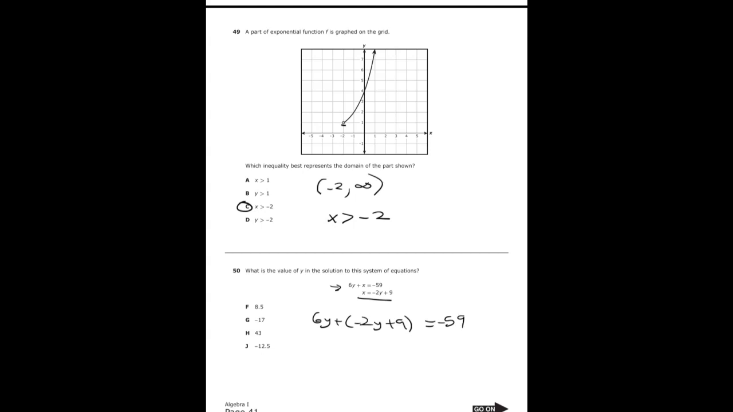I'll say -59. So 6y minus 2y plus 9 equal to -59. 6y minus 2y, okay, so we have 4y plus 9 equals -59. So let's subtract 9. So 4y equal to -68. We divide by 4, divide by 4, y equal to -17. Right there.